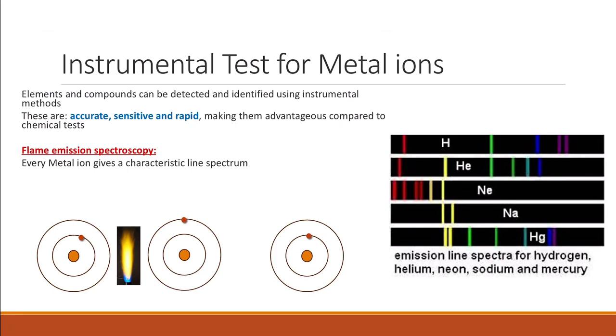Also, it's very common to ask you about the instrumental test for metal ions. Elements and compounds can be detected using instrumental techniques. Instrumental techniques are better than the chemical test because they are more accurate, they are sensitive, and they are rapid. The name of the test that we use is flame emission spectroscopy. You just need to know the name of the test and its advantages.